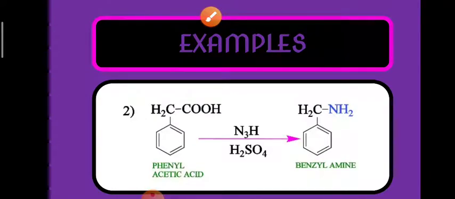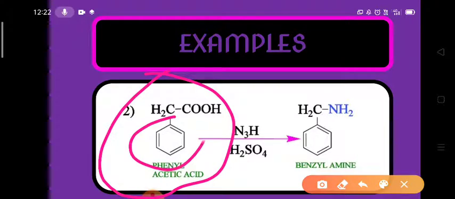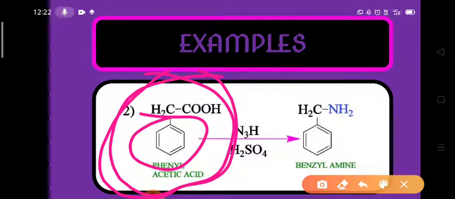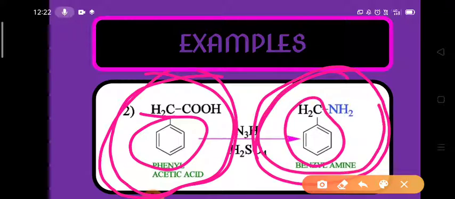We go for the second reaction. This is known as the phenyl acetic acid. In the acetic acid, one phenyl group is substituted. So that's why its name is phenyl acetic acid. And here the product's name is benzylamine. This group is known as the benzyl group. So that's why this product here is called as the benzylamine.